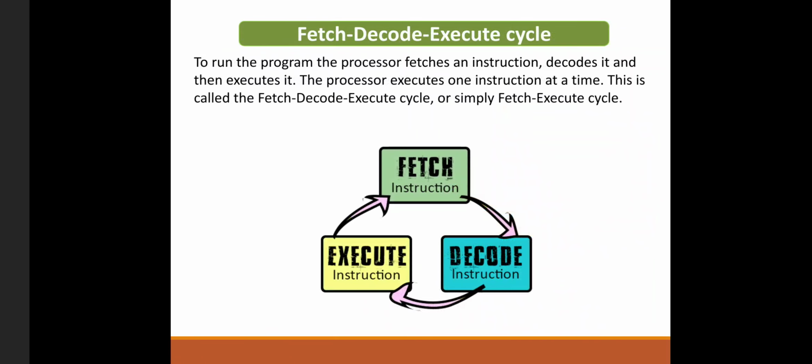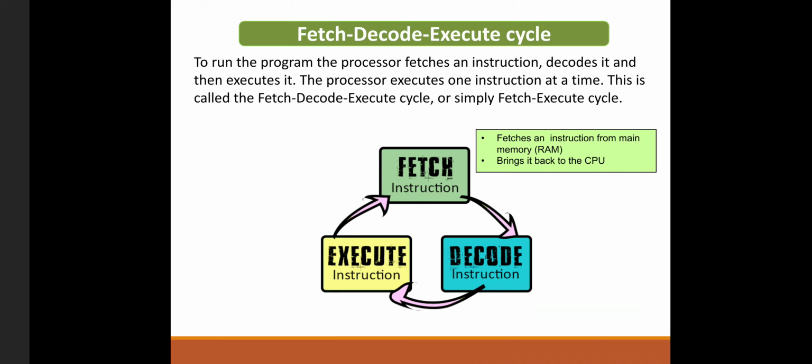So the CPU performs something very important, a task or a cycle that's called the fetch, decode, execute cycle. To run the program, the processor needs to first fetch the information, decode it, and execute it. The processor executes one instruction at a time. This is called the fetch, decode, execute cycle, or simply the fetch-execute cycle.